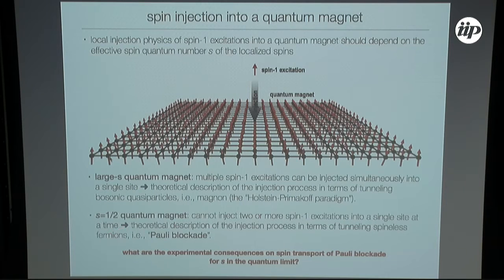So it should give very different signatures as you move from a bosonic paradigm to a fermionic paradigm. What I want to address in this talk is what the experimental consequences on spin transport are if the spin transport is now subject to this Pauli exclusion principle, and what direct measurements one can try to do to look at this difference in the spintronics experimental setups that are emerging these days.